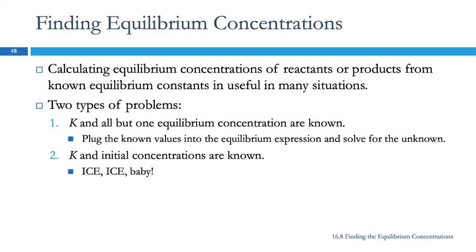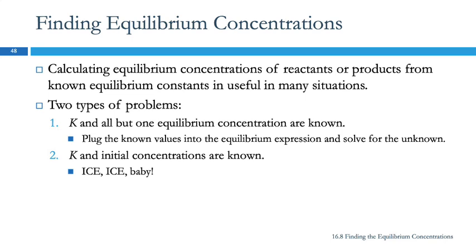Okay, finding equilibrium concentrations. We talked about how to calculate K, the equilibrium constant, and we learned that you could do that from the equilibrium concentrations or from the initial concentrations and one equilibrium concentration. That was the ICE table we learned about last week. Now we're going to talk about kind of the opposite, where we know the equilibrium constant. How do we find out what the concentrations at equilibrium are?